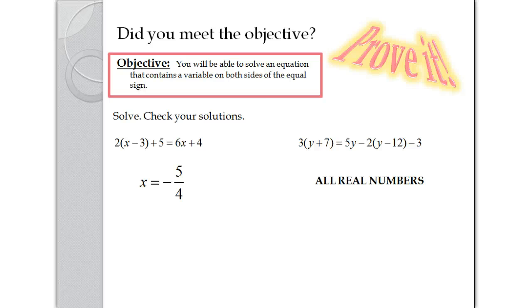So did you meet the objective? Like I said, this lesson was a continuation of the first part of the lesson. Our objective, remember, was to be able to solve an equation that contains variables on both sides of the equal sign. So here are two problems I want you to try to see if you really grasp the concept. Your answers should be negative 5/4 and all real numbers. If this is something you are unsure about, you can try to rewatch the video. And if you're still unsure, please make sure you come see me for help.